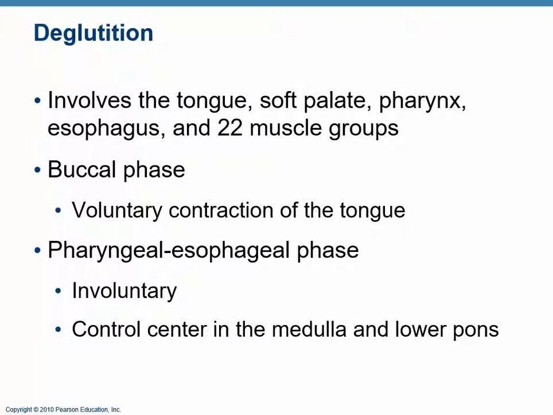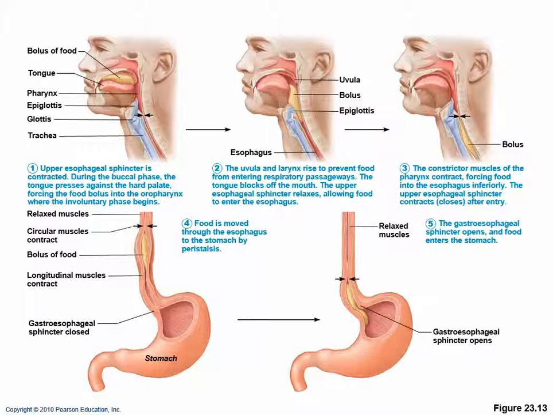Then when the bolus enters the pharynx, it becomes mostly involuntary. It just happens. The medulla oblongata makes that swallowing reflex happen. But basically, you push the food up to the roof of your mouth, you squeeze it back into the pharynx, it moves down into the esophagus, where peristalsis pushes it through and out into the stomach.